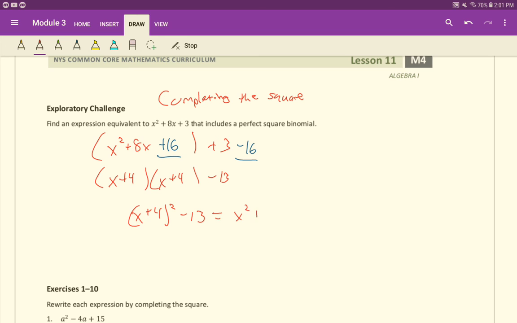This is equal to x squared plus 8x plus 3. These two things are the same, but we were able to do it using a perfect square.